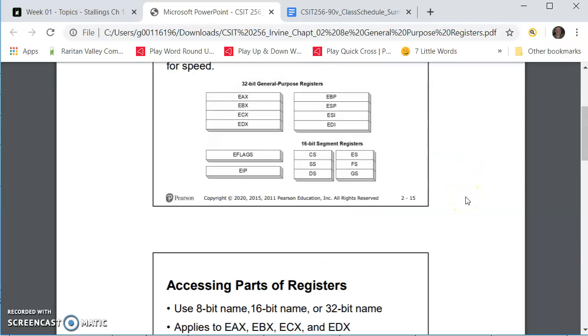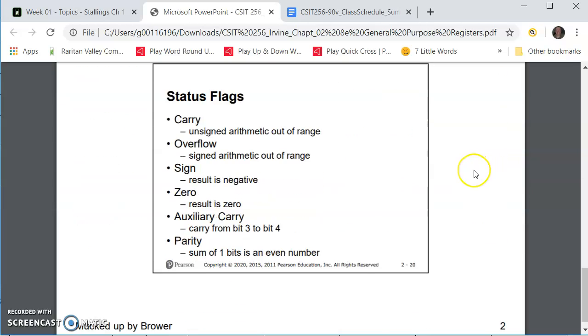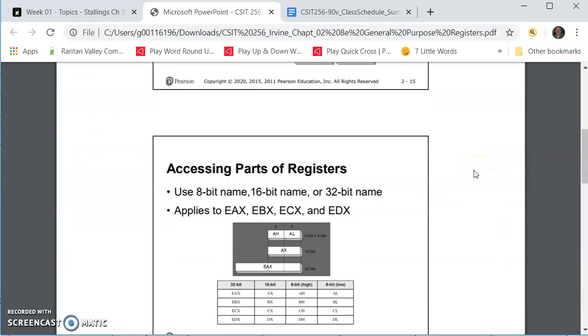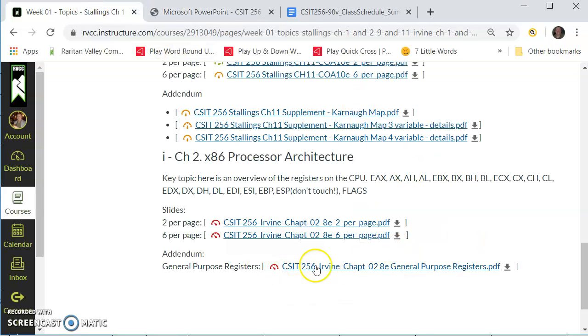If we were meeting in the classroom, this would be a separate piece of paper that would be used as a reference for the rest of the course. So this general purpose registers addendum is something that you may find yourself referring to all the way up to week 9 of the course.